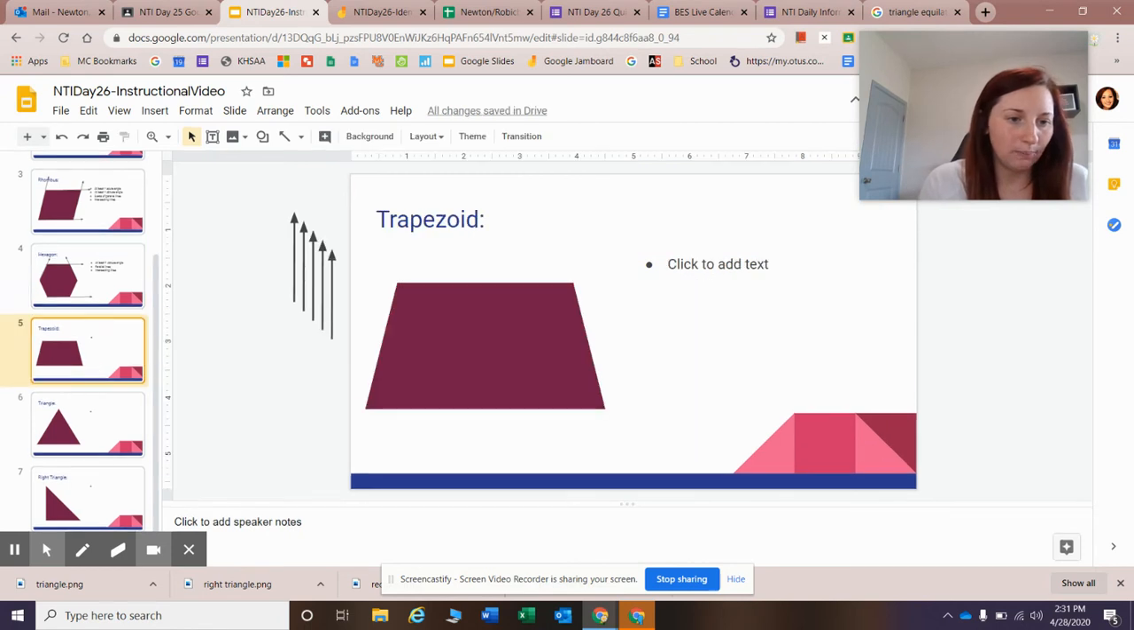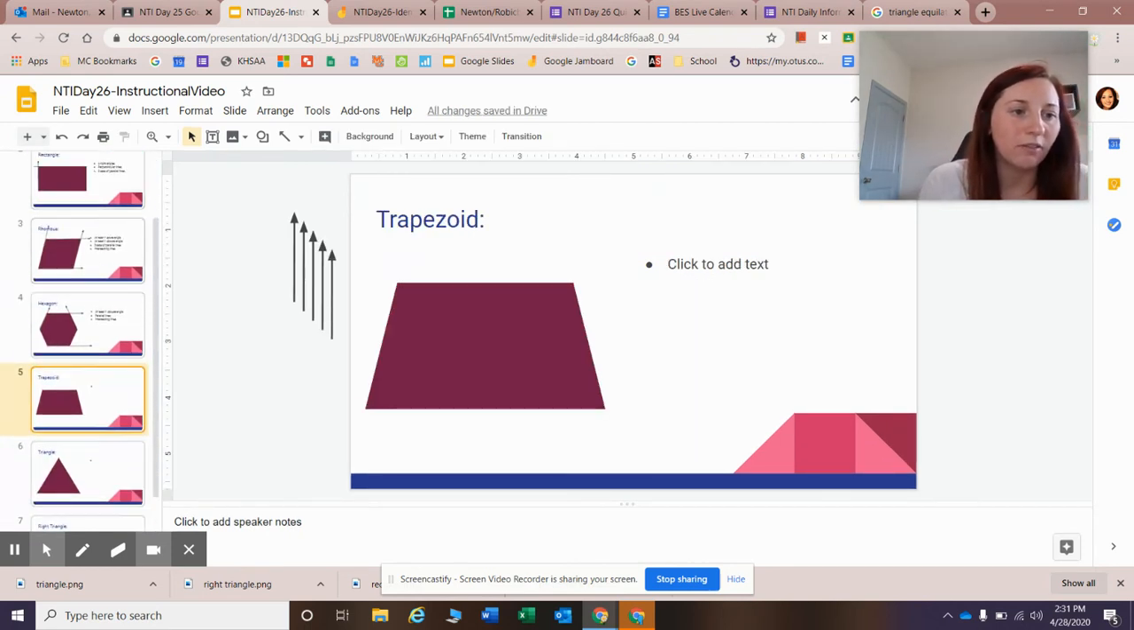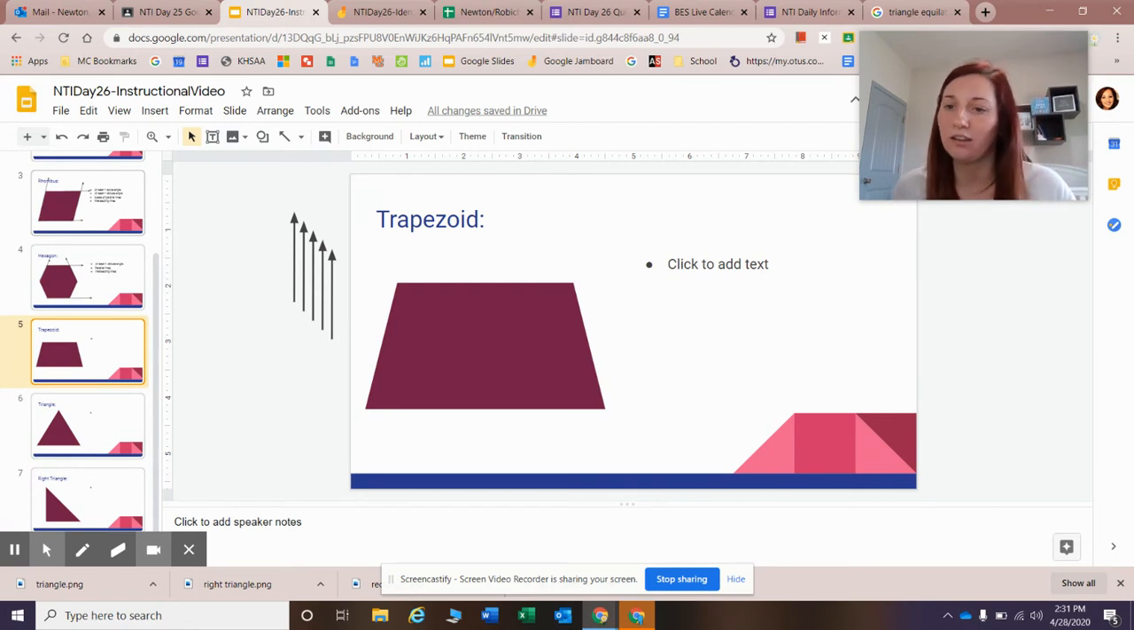Let's move on to the trapezoid. It's really important that you're able to list all the attributes of these shapes because you will have an assessment later that has these exact shapes on it. So if you watch the video, you can always refer back to the video. You should do really well on the assessment.